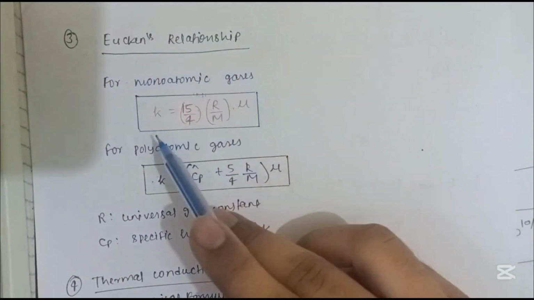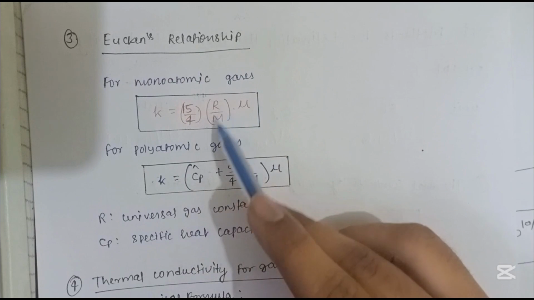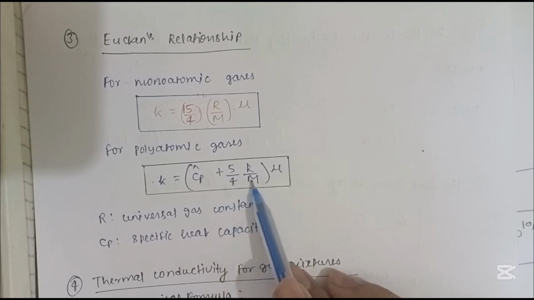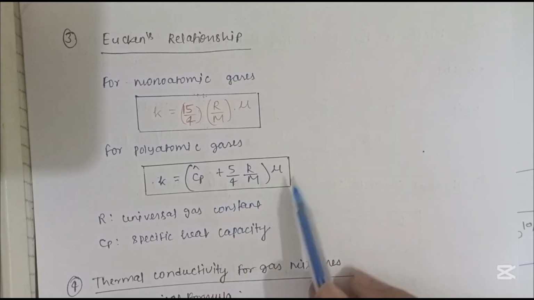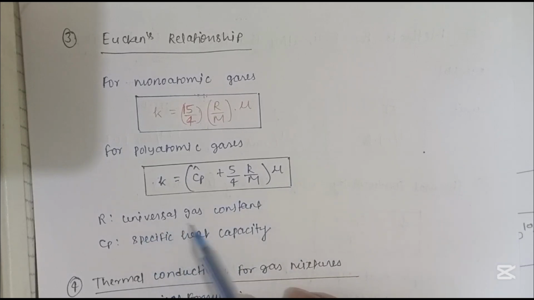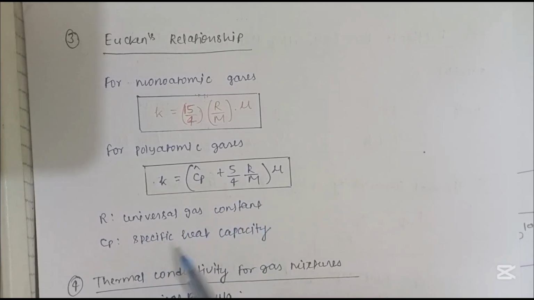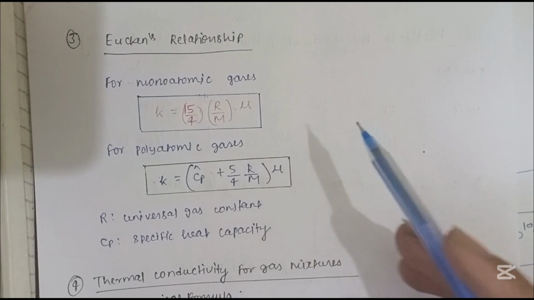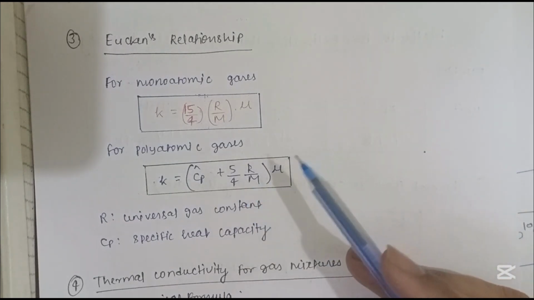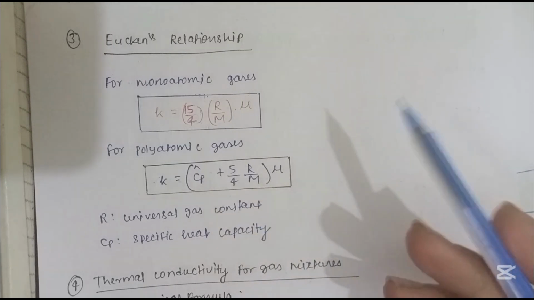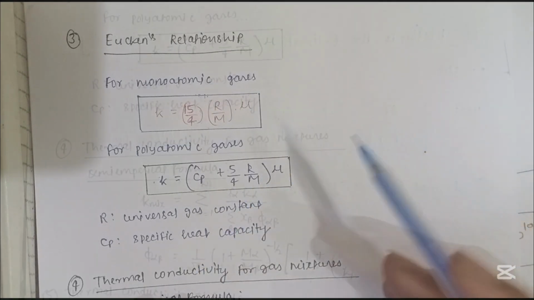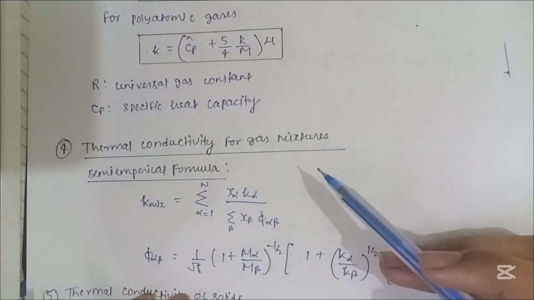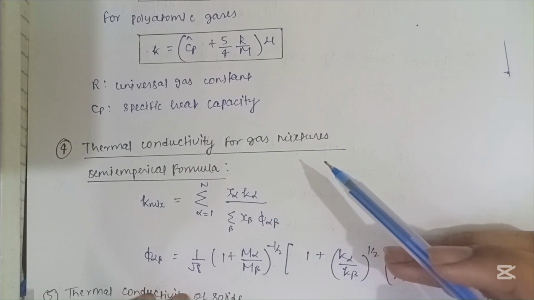For monoatomic gases, K equals 15 by 4 R by M into mu. For polyatomic gases, K equals Cp plus 5 by 4 into R by M into mu, where R is the universal gas constant and Cp is the specific heat capacity. For monoatomic and polyatomic gases we have different formulas, so we will use them according to the nature of the gas, whether it is monoatomic or polyatomic. So the fourth method is thermal conductivity for a gaseous mixture. When we are dealing with a mixture of gases, things get a bit more complex.